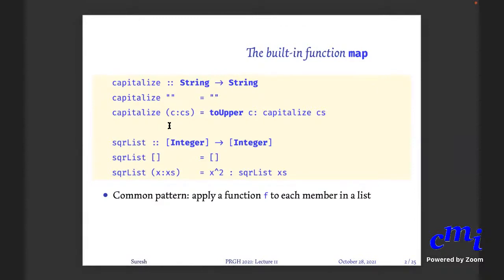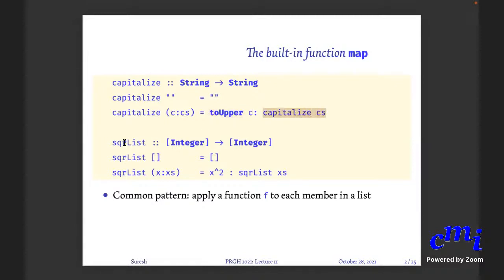Okay. So here is the pattern behind the map. You have this function capitalize, whose behavior is that it should turn every letter in the string to uppercase. Capitalize of the empty string is the empty string, but capitalize of a non-empty string, which will be some character C followed by some other characters Cs, is toUpper of C, because toUpper, remember, is the function that converts a character to uppercase, followed by capitalize of Cs. That is the rest of the thing you want to capitalize.